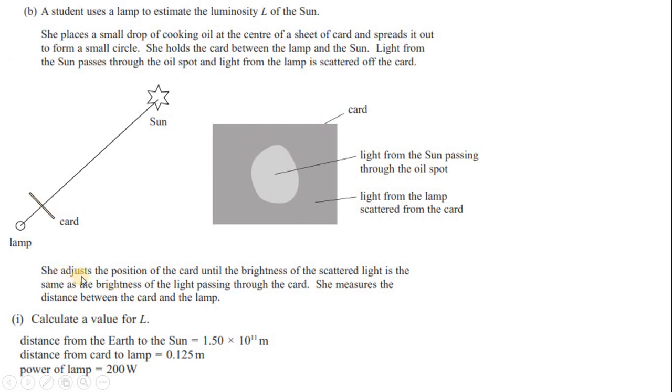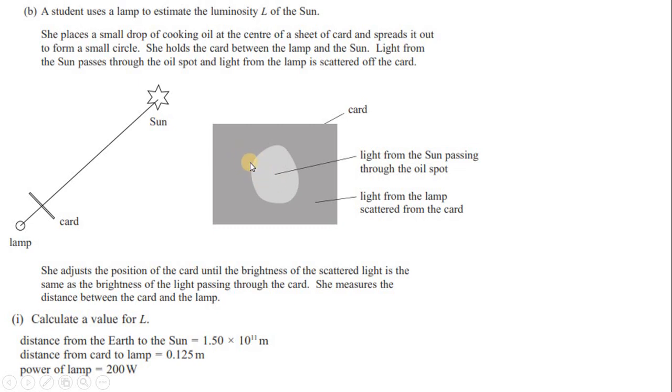So she adjusts the position of the card until the brightness of the scattered light is the same as the brightness of the light passing through the card. She measures the distance between the card and the lamp. So what she is doing is moving the card either towards the lamp or away from the lamp, adjusting the distance so that both brightnesses look the same.